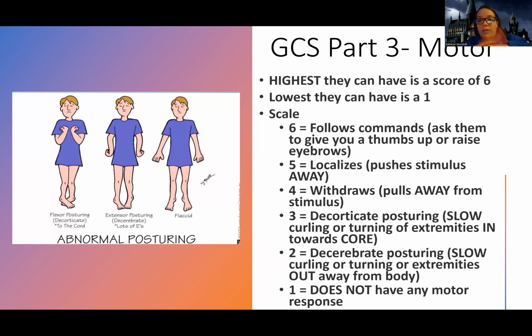Like I mentioned, usually I start with tapping first and see if I get any response. Then I try pinching. If I need to do harder pressure, like nail bed pressure, I will. You need to check all extremities because it can vary. Sometimes one extremity might do one thing and another might do another. So I want to see what their best is, remember.